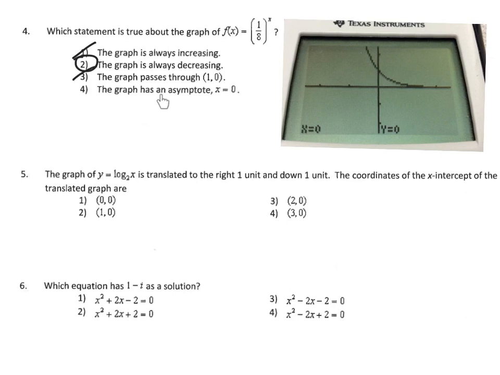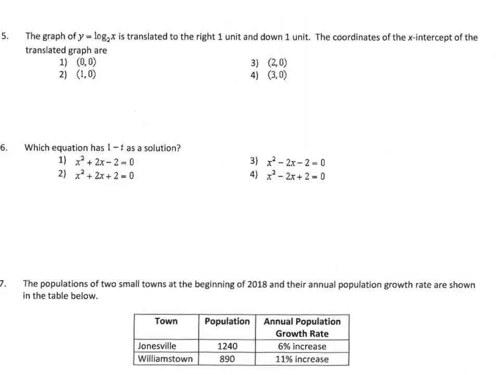And then choice 4, the graph has an asymptote at x equals 0. So an asymptote is a line that a graph approaches but never reaches. Now x equals 0 goes through the x-axis at 0. So the graph does not have an asymptote at x equals 0. The graph has an asymptote at y equals 0. See this line right here? What's happening is the graph is going to come closer and closer and closer to that line, but it's never actually going to reach it. So that's called our asymptote. So if this said the graph has an asymptote at y equals 0, that would be true, but this one is not.